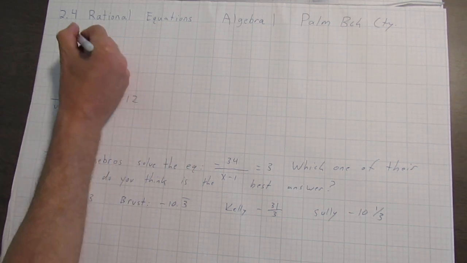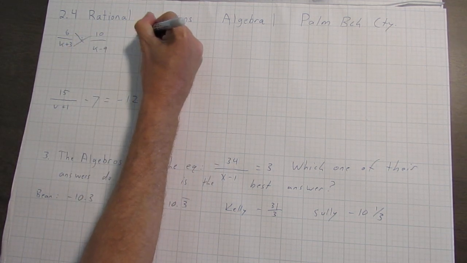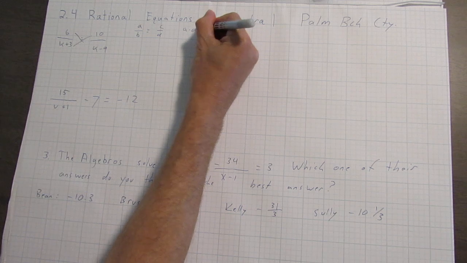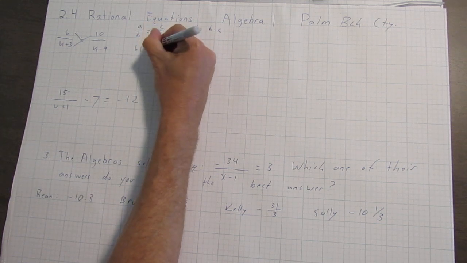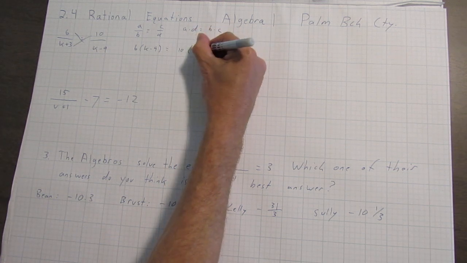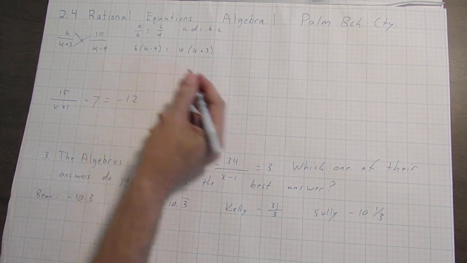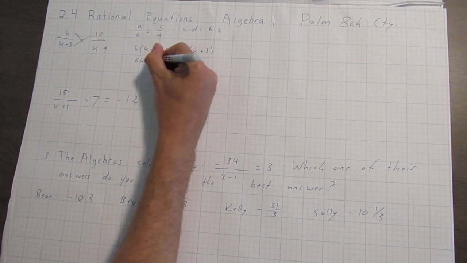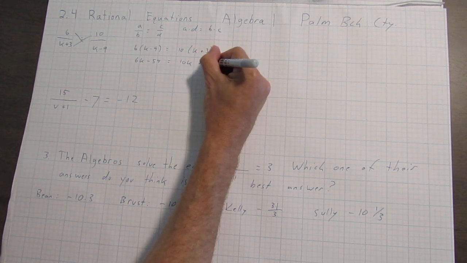The easiest way to do this is to cross multiply these. Right, so if we have a fraction a over b equals c over d, we can write that as a times d equals b times c. So in our case, 6 times the quantity k minus 9 is equal to 10 times the quantity k plus 3. Right, so now we can distribute the 6 over here to get 6k minus 54 equals 10k plus 30.